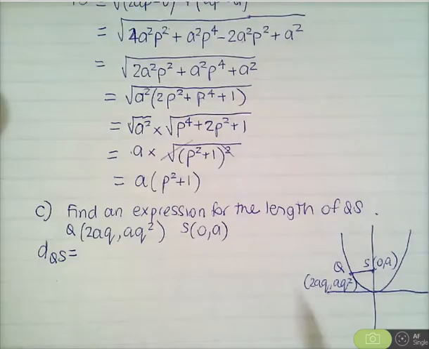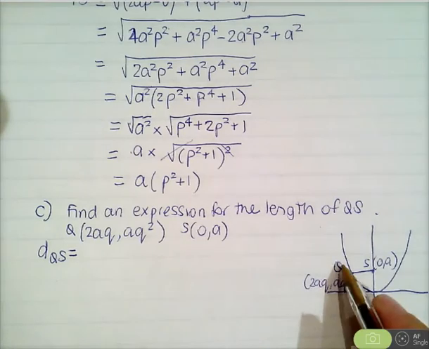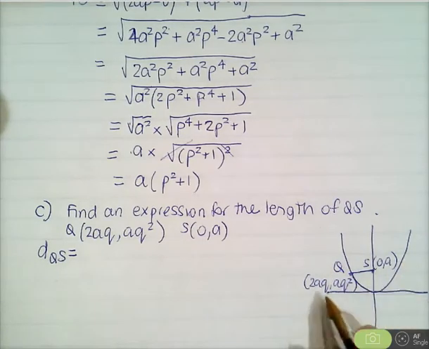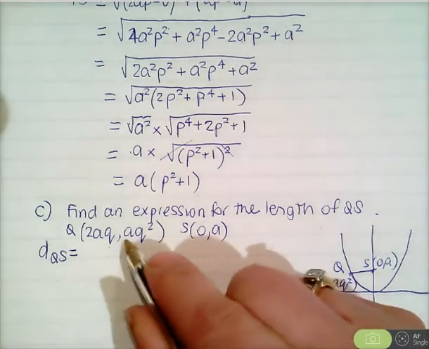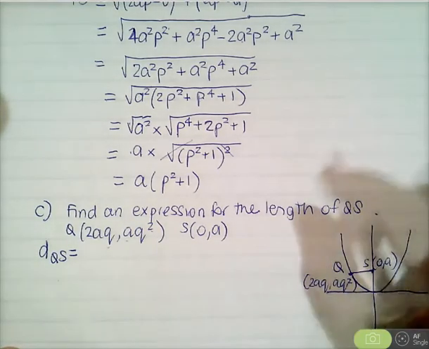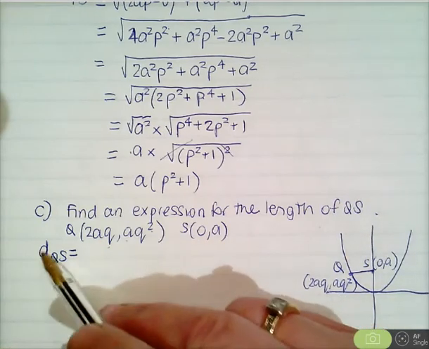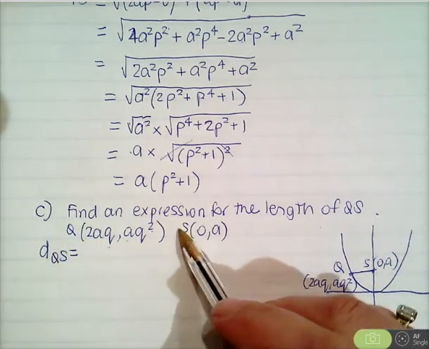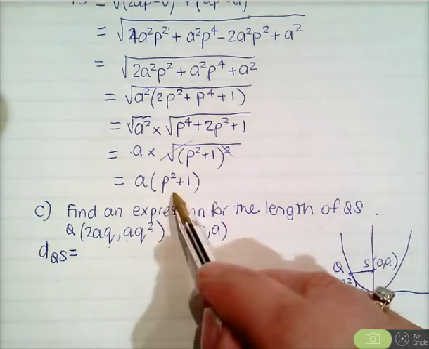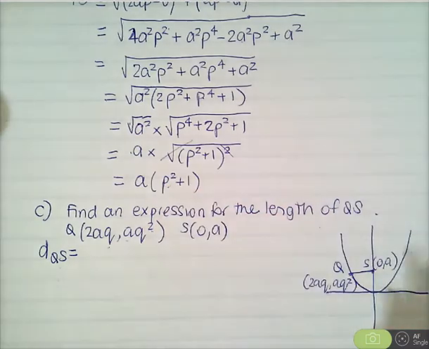Part C, you're asked to find an expression for the length QS. Now, the only difference between Q and P is that Q is 2aq, aq squared, and P, if we look from before, the point P is 2ap, ap squared. So if you do the distance QS this time, you should get the same expression here, but the only difference should be that the P is replaced with a Q.